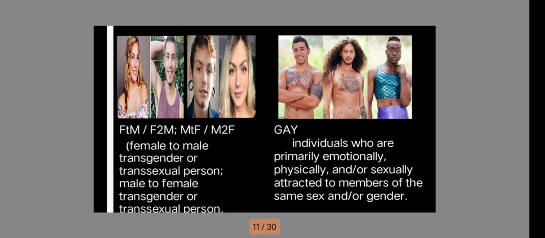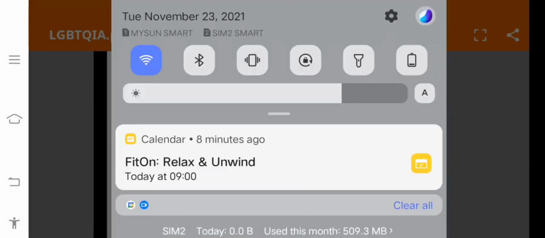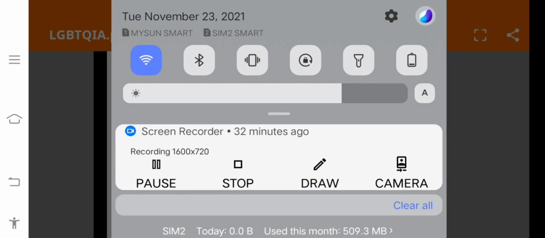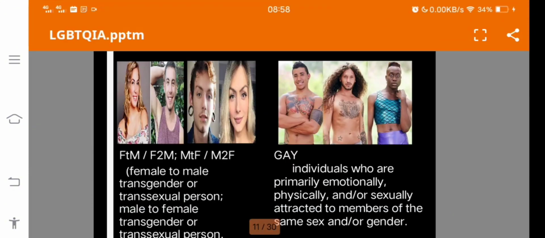Kapag gay ka kasi, kumbaga, masayahin ka, so you don't care kung ano pong nangyayari, even if anong sabihin ng ibang tao, as long as you're happy. Pero yung time na to, very strict pa ang standards of being a man and woman. Hindi pa ganun ka-open-minded ng mga tao. So, tinatawag nila yung mga ganito na immoral.